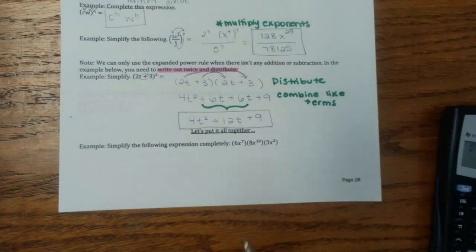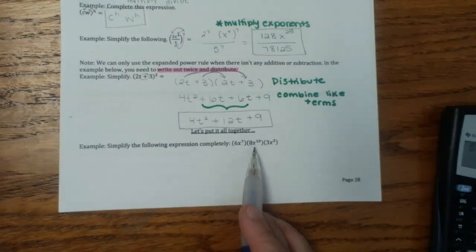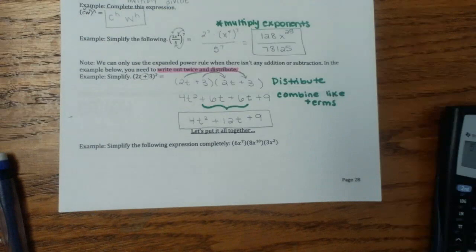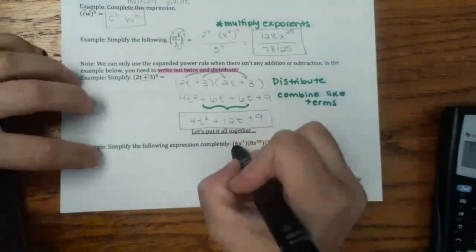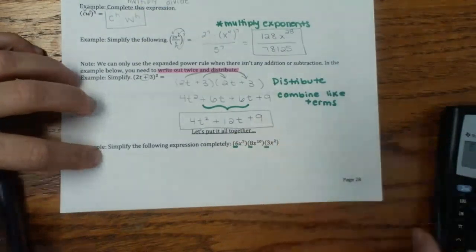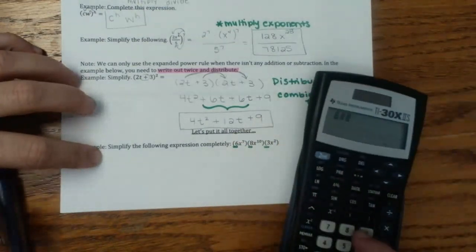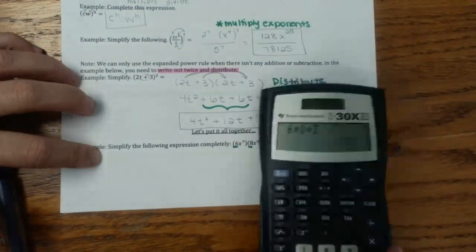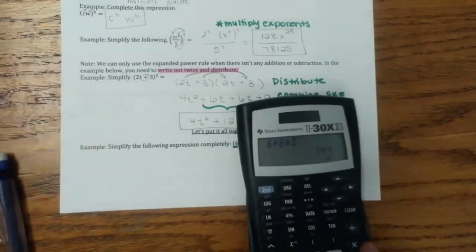So let's put these rules together and do some examples straight from our homework. So this is what our homework's going to look like. Simplify the following expression completely. 6x to the 7th times 8x to the 10th times 3x squared. So let's combine these together. Combining like terms, let's just multiply our numbers together. So we have 6 times 8 times 3. In our calculator, 6 times 8 times 3 would give us 144.